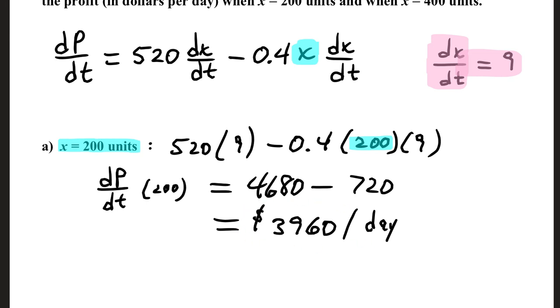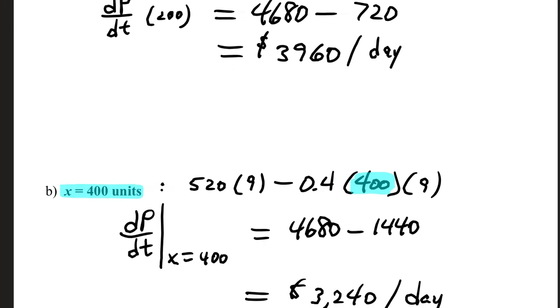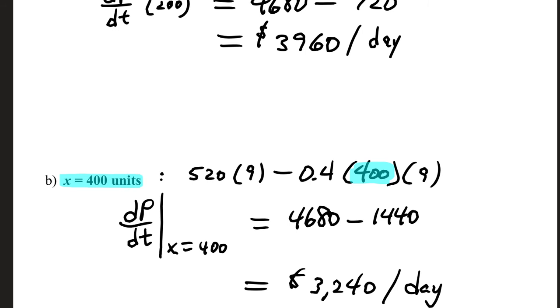In part B, all we're asked to do is change the 200 to a 400. And so that's going to be the same derivative. The only change you make is where you had a 200 in the previous part, you just sub in a 400. That changes the rate of change in profit per day to $3,240.